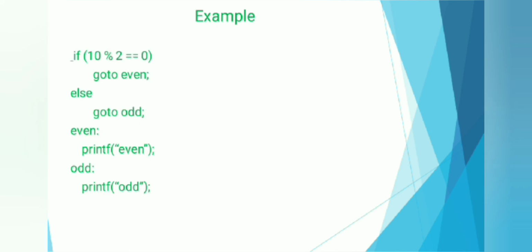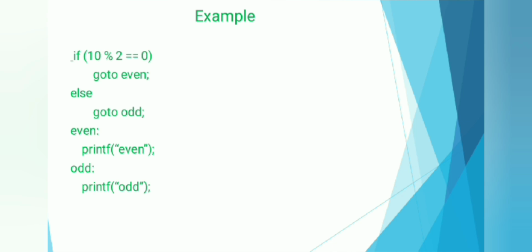So this is your example. We are calculating a value by using the modulus operator. If 10 modulus 2, what will be the output? 0. So 0 equal to 0, the condition is true, so the if statement will work. Within this if statement I am giving the goto concept. Goto, what is the label I have mentioned? even. So control skips the remaining lines and moves to the even label. Where is the even label? The even label is in the 5th line. So control moves there and prints the even message. That's all. Finally it will come out.